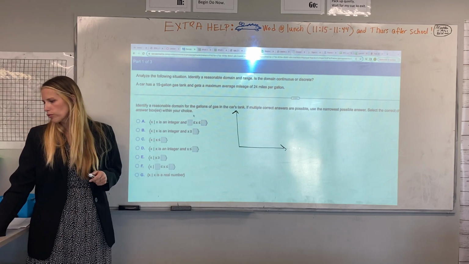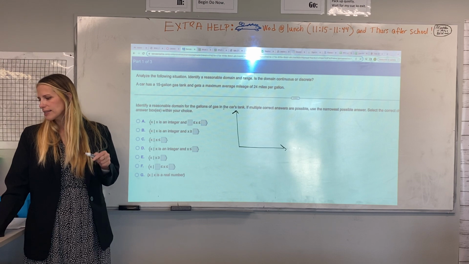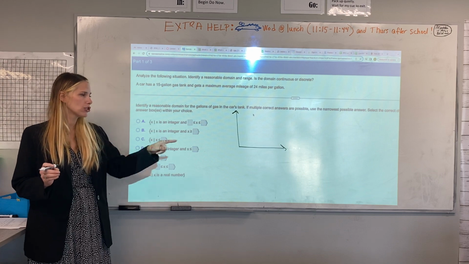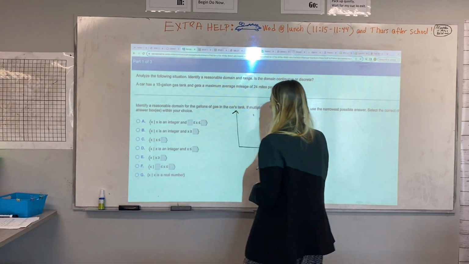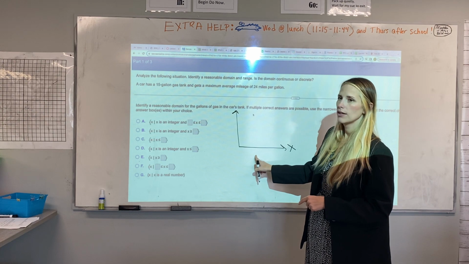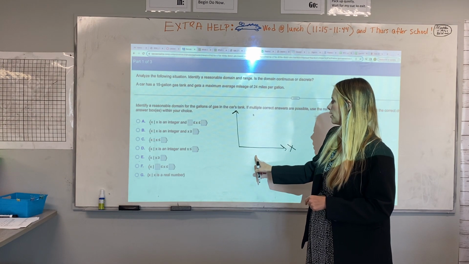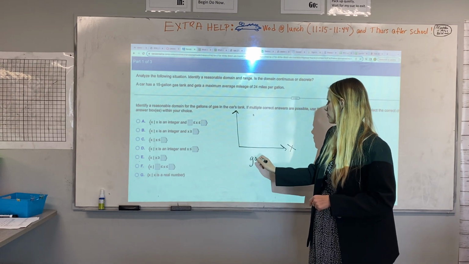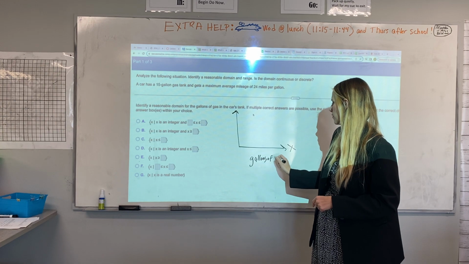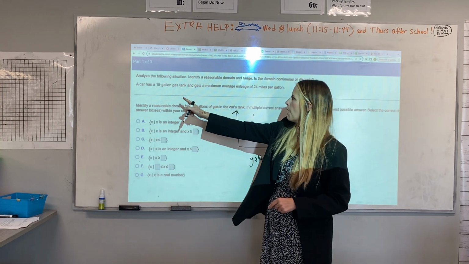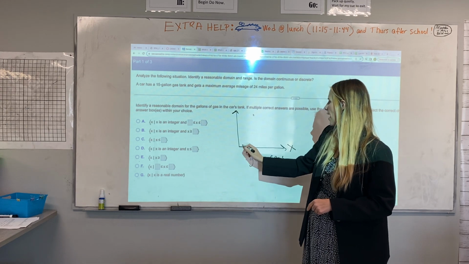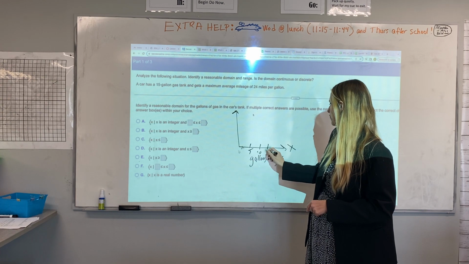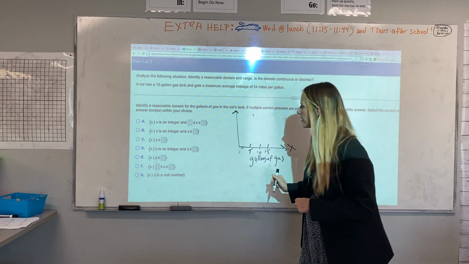It says identify a reasonable domain for the gallons of gas in the car's tank. So it's automatically telling us what will be our domain, right? Our domain is going to be what? 15. Our domain is going to be gallons of gas. Because it can hold up to 15 gallons. So we have 0 gallons, 1, 2, I'll just do this, like 5, 10, 15, that'll be easier. Okay, gallons of gas.